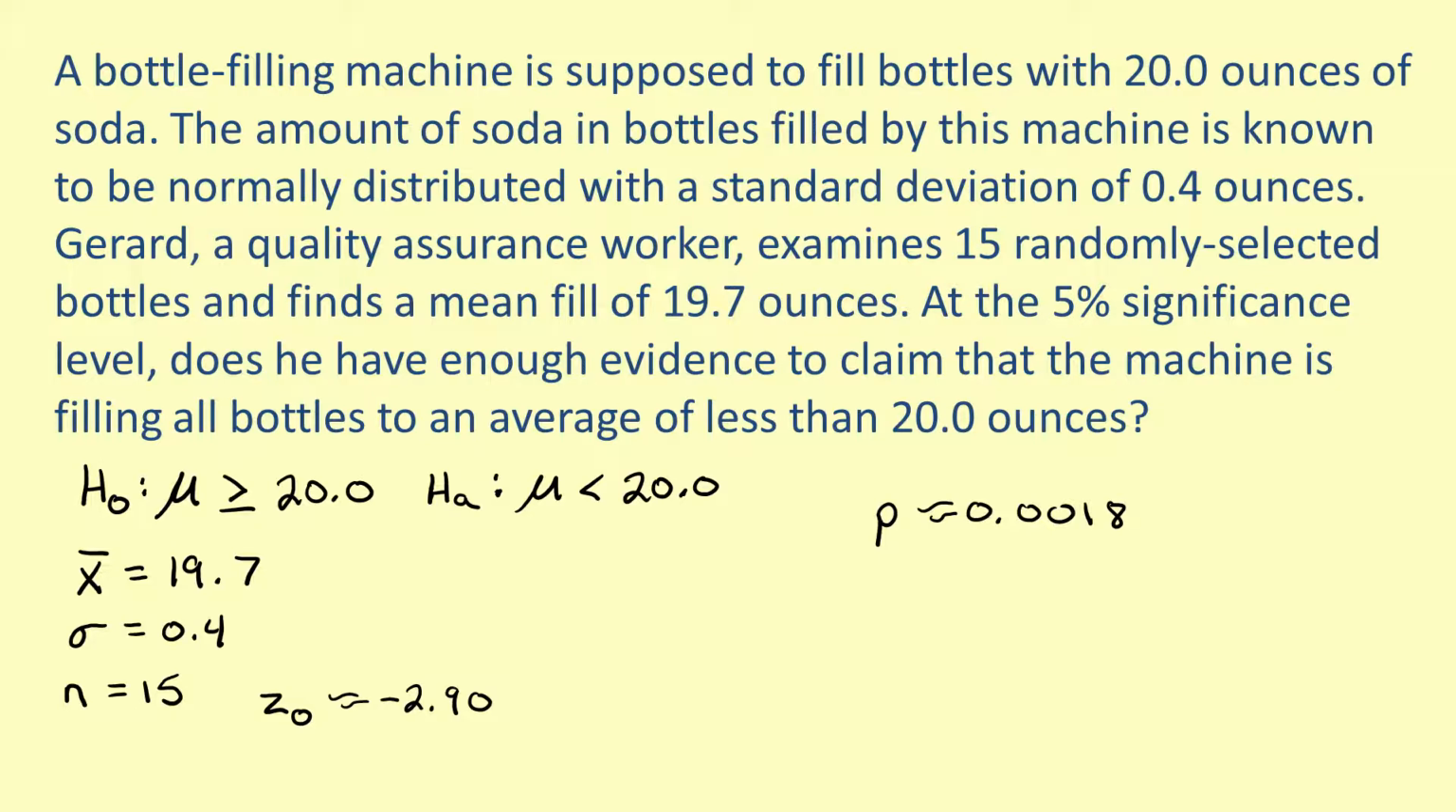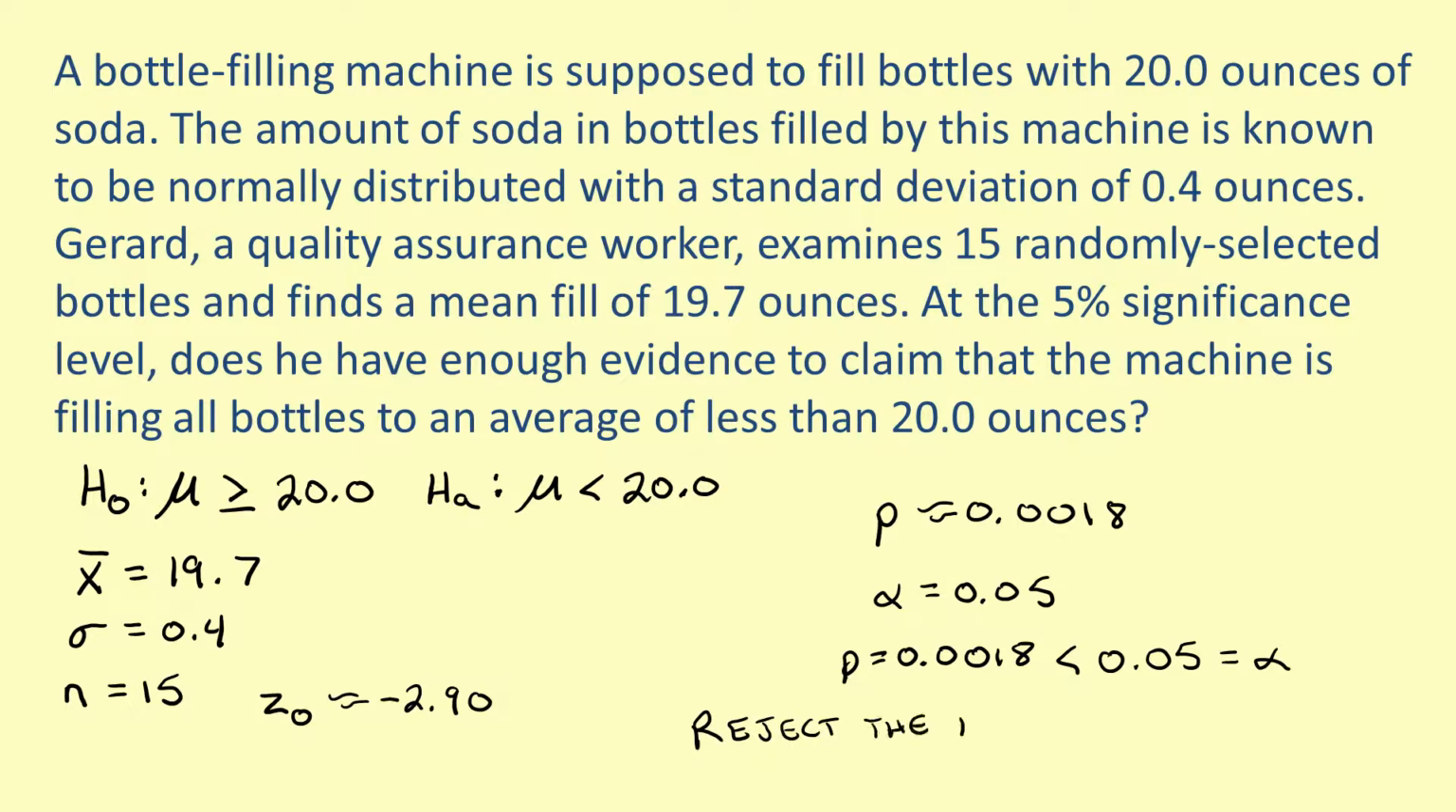We're told to use a 5% significance level for this test, so writing this percentage as a decimal, we have alpha equals 0.05. We compare our p-value to our significance level. Our p-value of 0.0018 is less than our significance level of alpha equals 0.05. Since our p-value is less than alpha, we reject the null hypothesis. We can say that at the 5% significance level, there is sufficient evidence to conclude that the machine is filling all bottles to an average of less than 20.0 ounces.